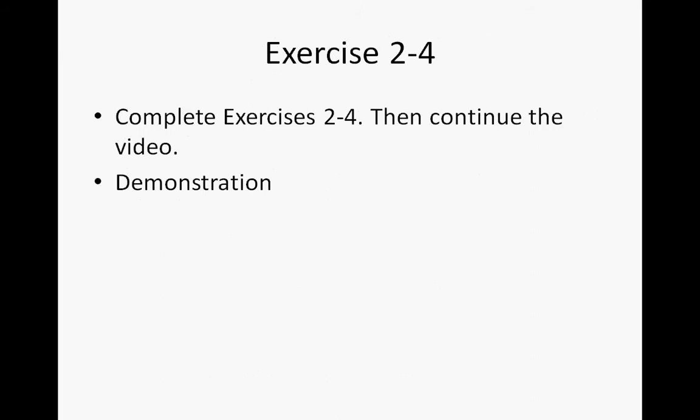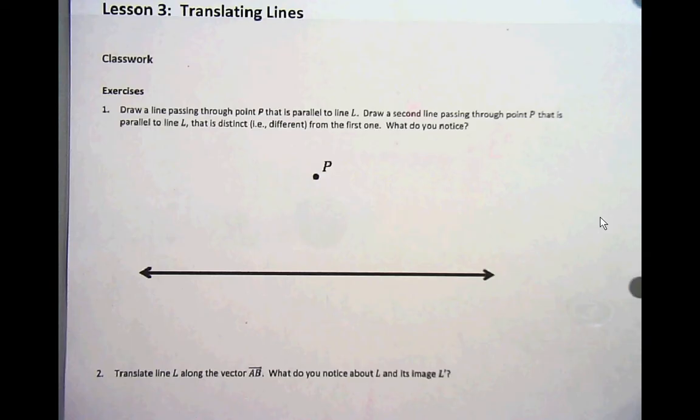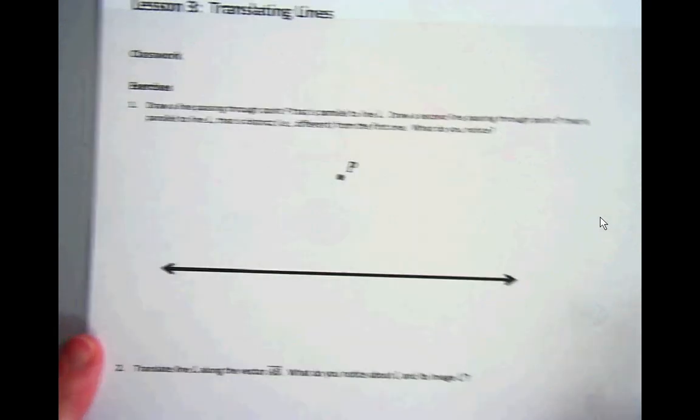Alright, so go ahead and do exercises 2 through 4. Try them on your own and then continue the video. And if you're having a hard time getting started, I'll go ahead and demonstrate. Alright, so let's see how you did on exercises 2 through 4. I'm going to go ahead and flip over. I have my transparency. You can see it kind of glossy there, but it's laying over this.